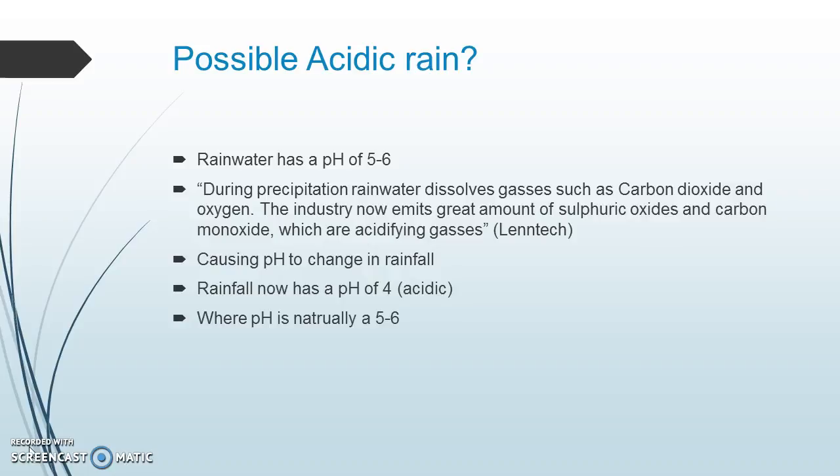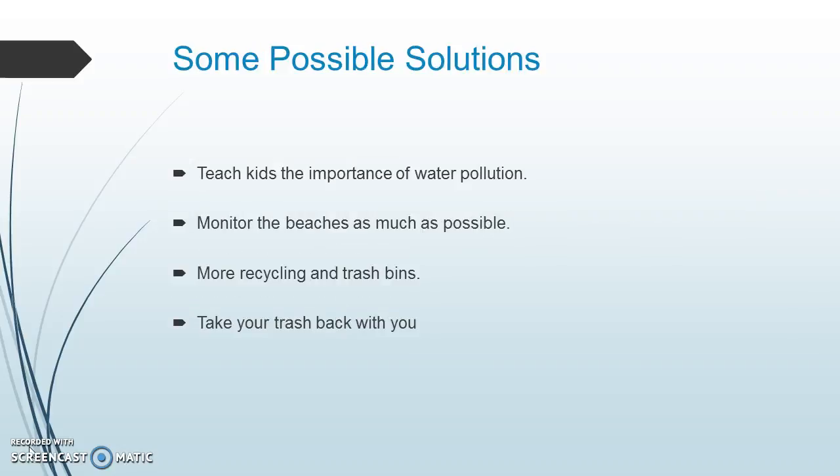The lower the pH, the more acidic the solution is. So when it rains, it has a lower pH than it is supposed to, and this is considered acid rain. Some possible solutions could be to teach the kids the importance of water pollution, monitor the beaches as much as possible, have more recycling and trash bins along the beaches, and to take your trash with you.